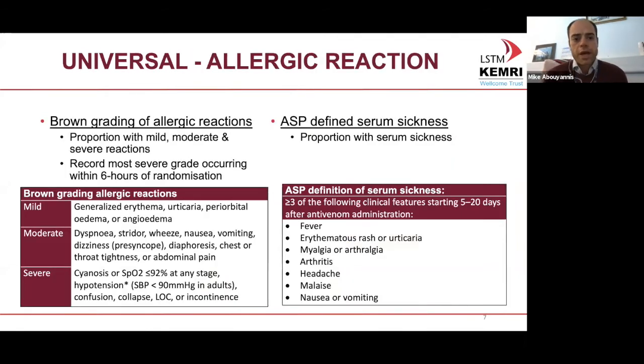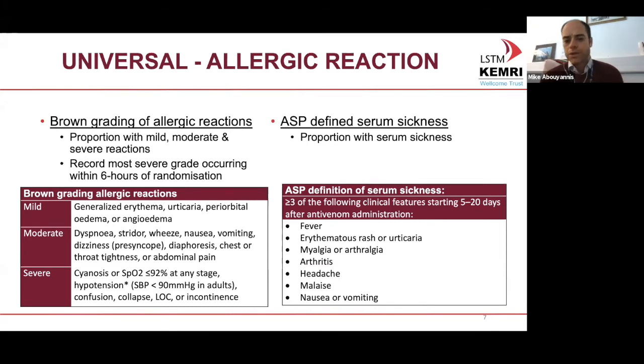So the final universal outcome measure I'll mention today is of allergic reactions. So we wanted both a measure of anaphylaxis, and the group selected the Brown grading system. This gives a ranked grading of clearly defined allergic reactions ranked as mild, moderate or severe.